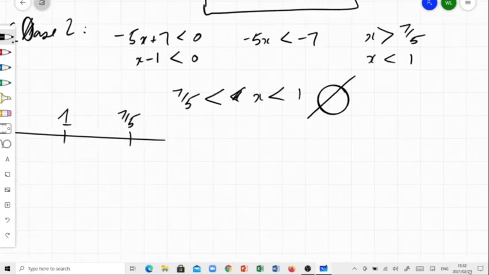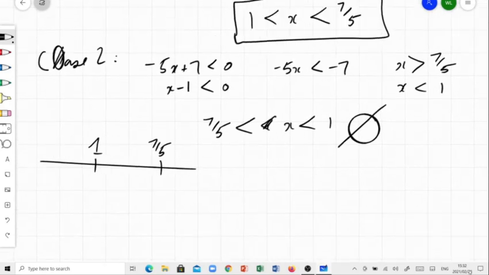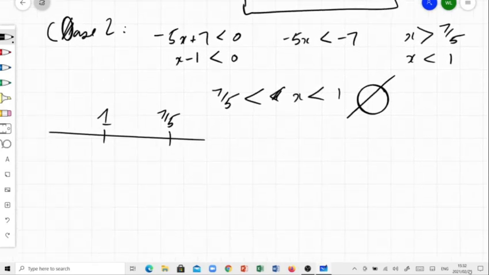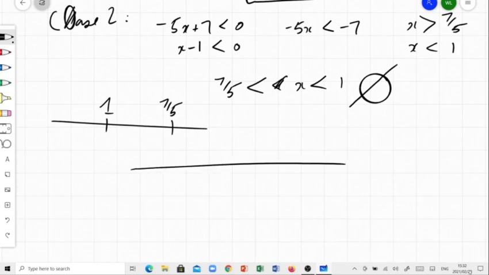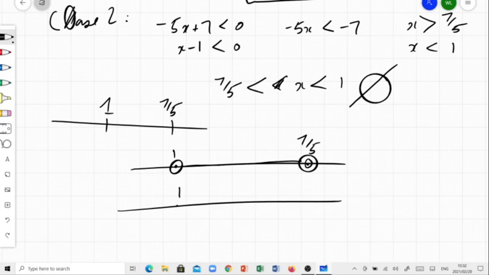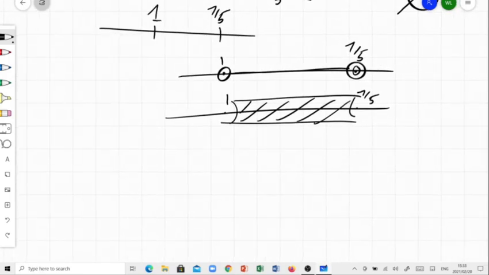So therefore, for the inequality to hold, I need my x to lie between 1 and 7 over 5. It's an open interval. So it's going to be something like this. That's it, yeah. So you see it's an open interval, or I can write it out as (1, 7/5), and I can take it as this open interval in this particular format. Okay, so there's the answer.